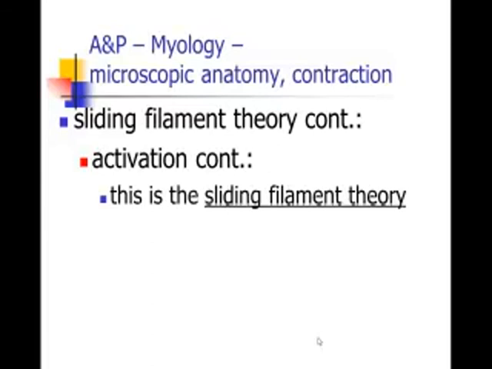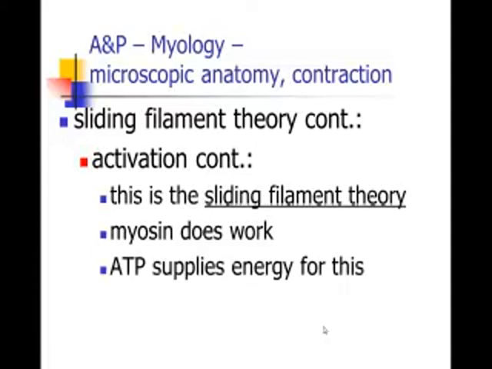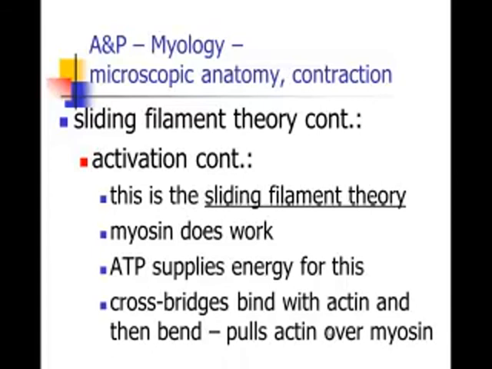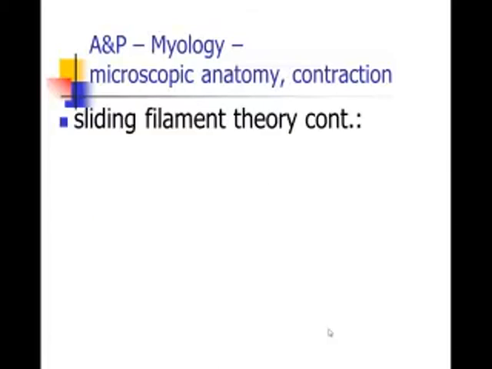Okay. So what we just went through is called the sliding filament theory. We have the myosin sort of staying put and pulling the actin from both sides over itself. The myosin's doing the work through those cross bridges, and the work is possible because of the ATP that the cell has. The cross bridges are going to bind with the actin, and then they bend, just sort of like reaching out with your hand, arm, and forearm, grabbing a rope, and then flexing your forearm and pulling the rope toward your body. That's basically what's going on here. Sort of like a tug of war.